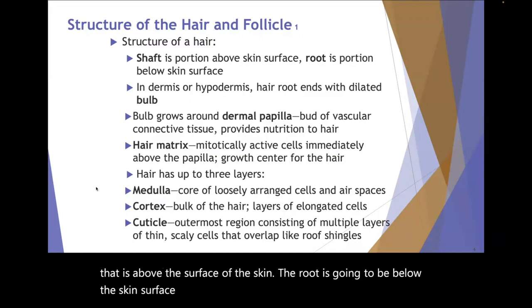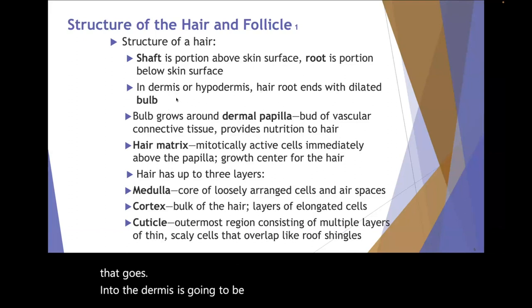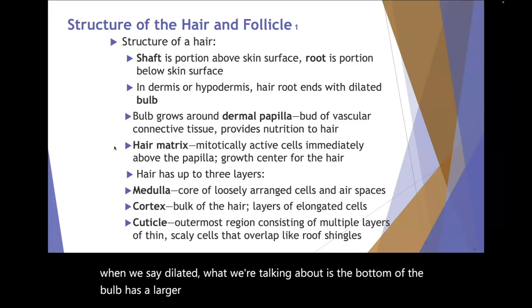So that root itself is going to extend into the epidermis and go past the epidermis into the dermis. The part that goes into the dermis is going to be the bulb, and the bulb is dilated. So when we say dilated, what we're talking about is the bottom of the bulb has a larger diameter than the top of the bulb. Just think about an upside down light bulb.